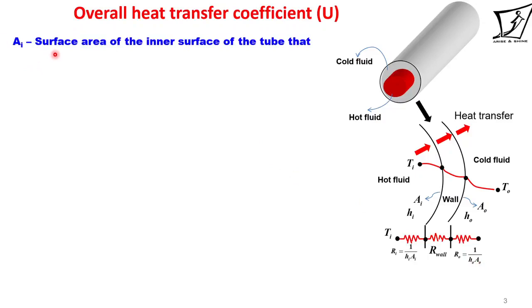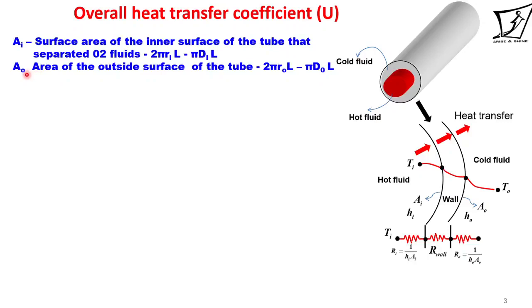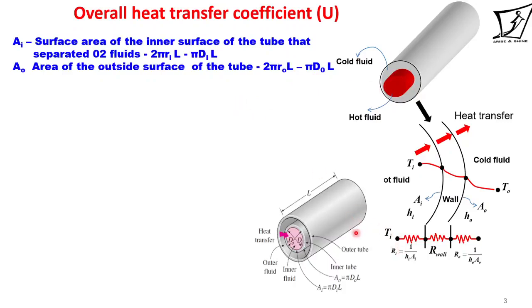So let's say Ai represents surface area of the inner surface of the tube that separates two fluids, that is hot and cold fluid, and this will be given by 2 pi Ri L or pi Di L, where Ri and Di are the radius and diameter of inner surface of the inner tube. Similarly, Ao represents area of the outside surface of the tube, and it will be given by 2 pi Ro L or pi Do L, where Ro and Do represent outer radius and outer diameter of inner tube. These inside and outside areas are represented in this diagram.